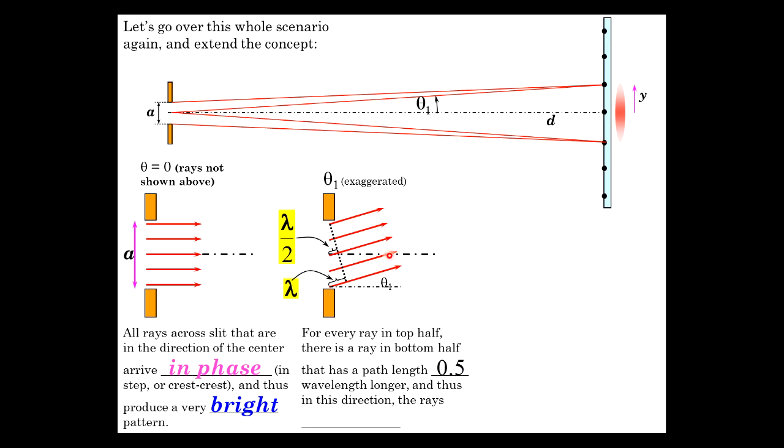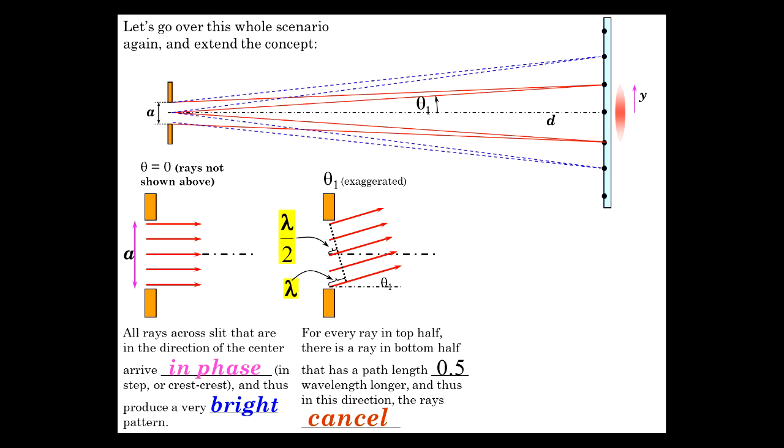This ray here is a half wavelength longer than this one. This ray is a half wavelength longer than this one. That makes sense. This is lambda over 2. This is lambda. The difference is lambda over 2. So in that direction, at this particular angle where this condition is met, we will have cancellation on the screen. And that's what you see right here. It cancels at this location.